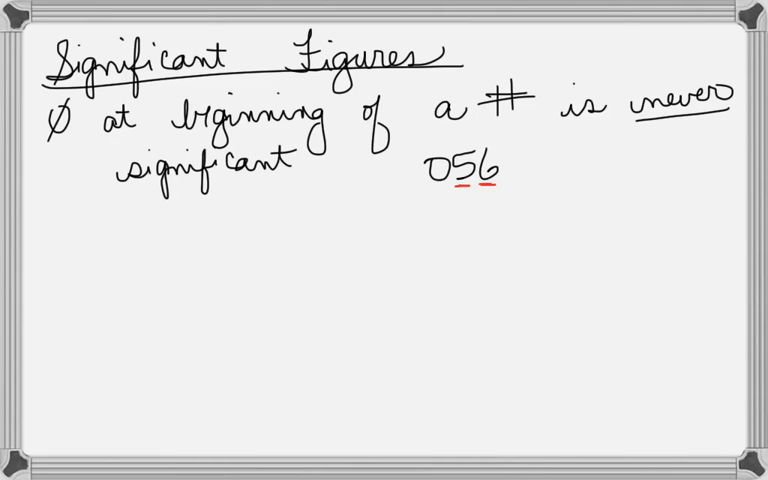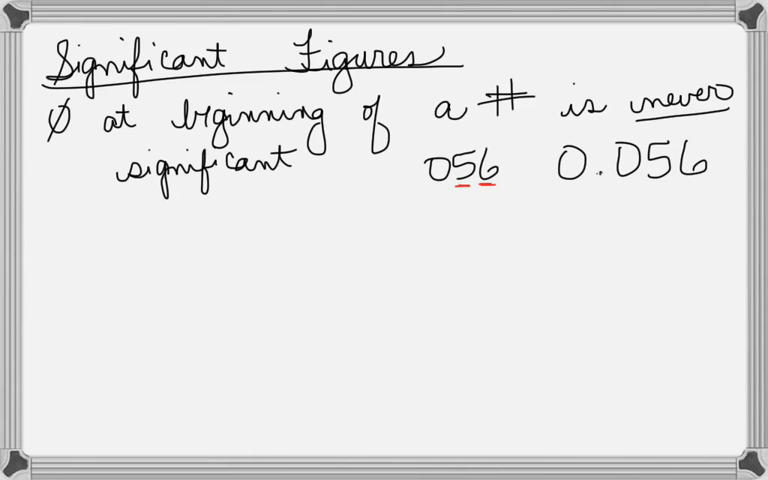The 0 is not significant. The most common place for me to see a 0 at the beginning of a number, though, is when it's a placeholder, right? For example, 0.056, the second 0 here, that's a placeholder. Is that 0 significant? Yes. No, because zeros at the beginning of a number are never significant. Okay? The only significant digits in 0.056 are the 5 and the 6.